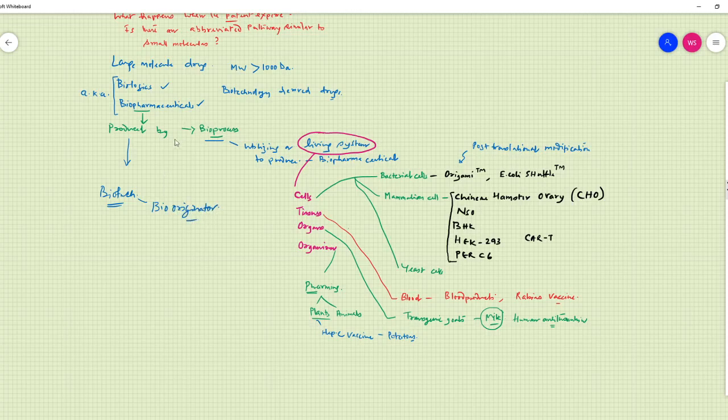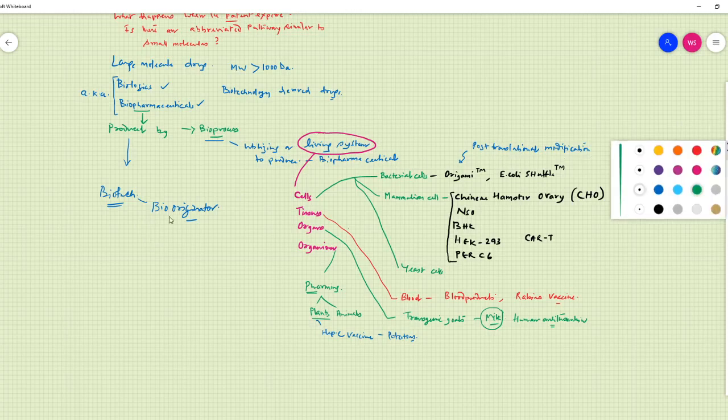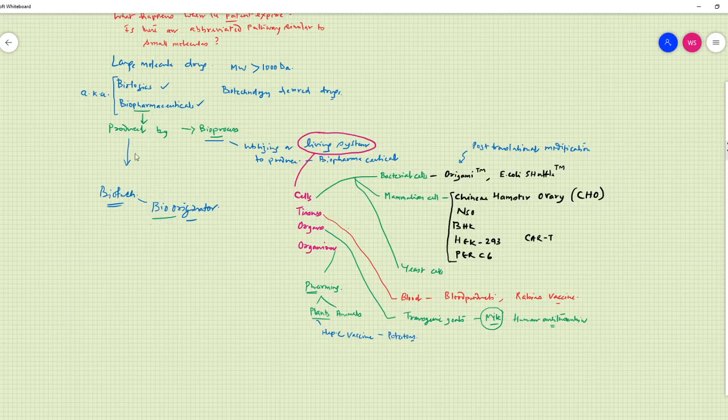So analogous to the example of a factory that we saw, if there is a pharmaceutical industry that is producing the innovator biopharmaceutical, then that's a bio originator. Again, the patent life is 20 years. So after that, the patent expires.